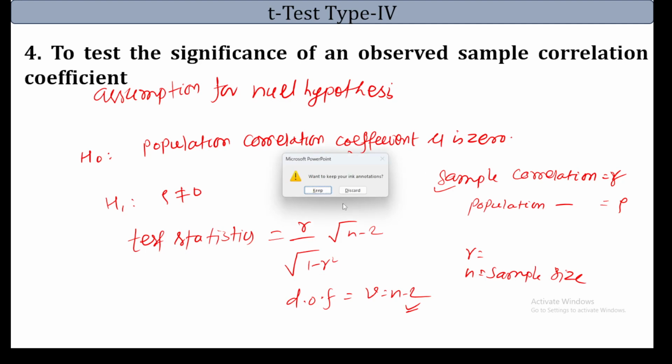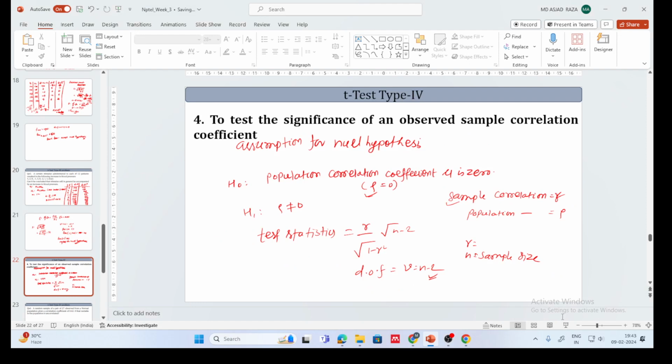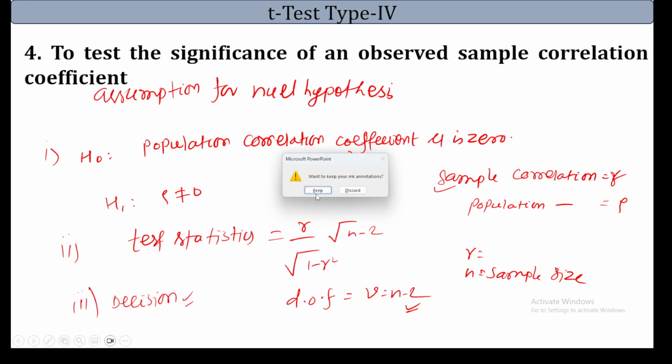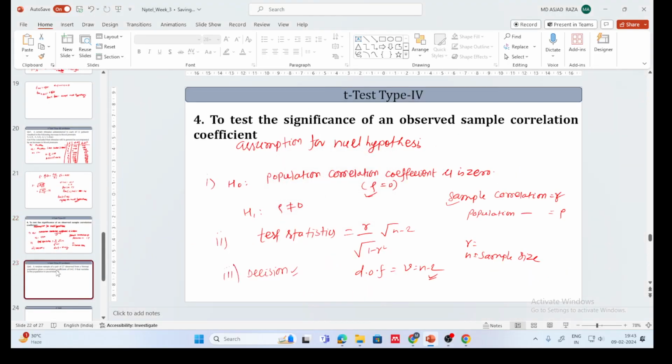In the first step we set the hypothesis. Second one was to test the statistic. Third one is the decision. The decision you already know, so I will not explain. I will go ahead with that. Then we'll do one question.